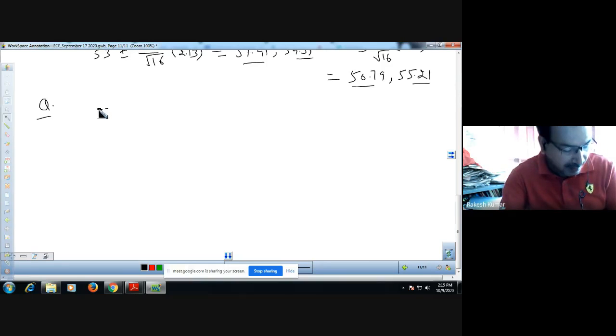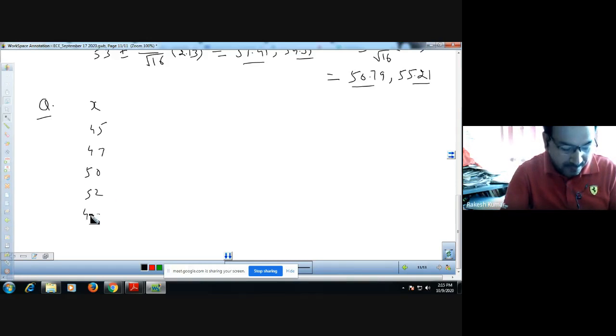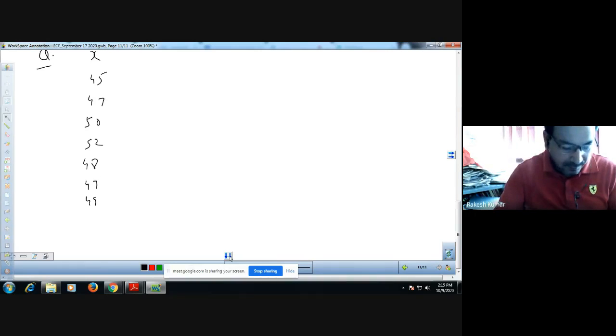the 9 items of a sample have the following values. These are the values we have. X is 45, 47, 50, 52, 48, 47, 49, 53, 51. And does the mean of these values differ significantly from the assumed mean? Assumed mean is 47.5. So this is given to us.